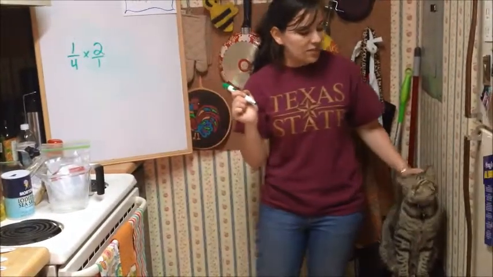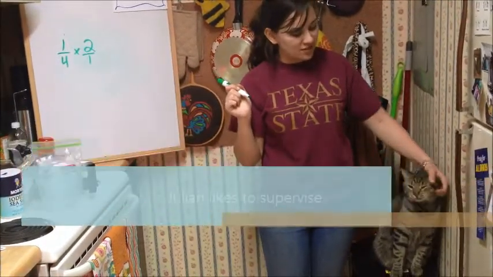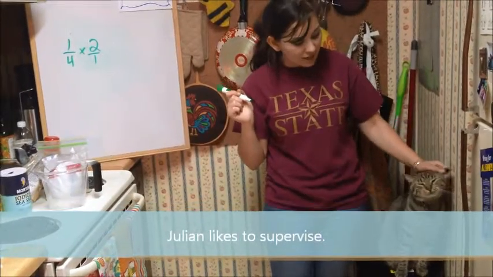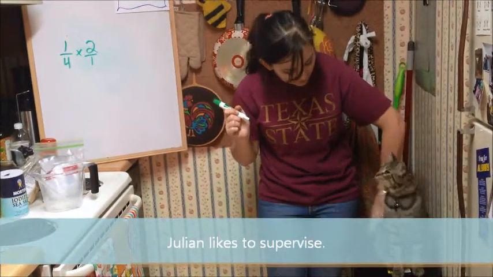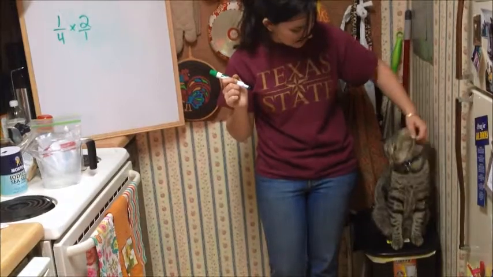And this is Julian, the other cat that likes fractions. He loves fractions and he loves helping me cook. This is his little seat here on the trash can.